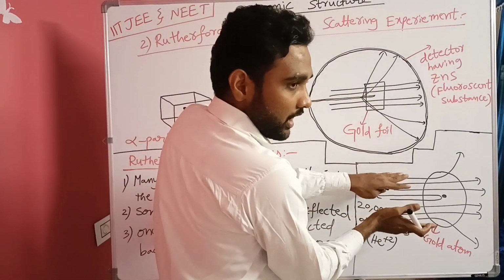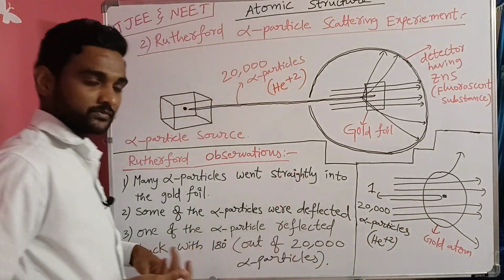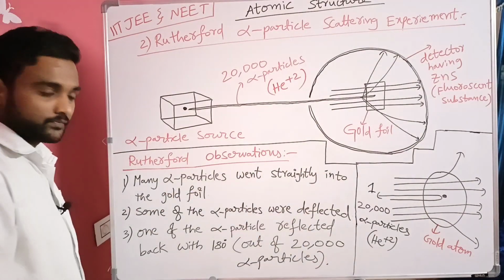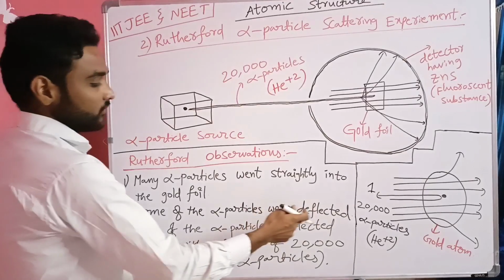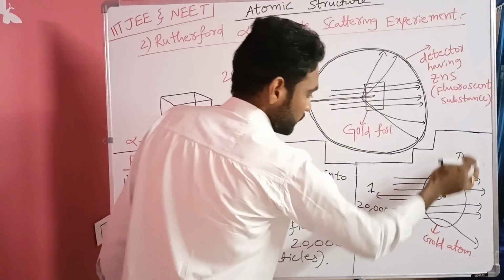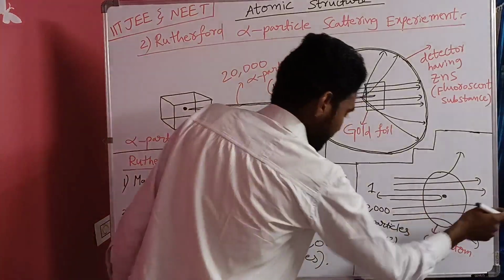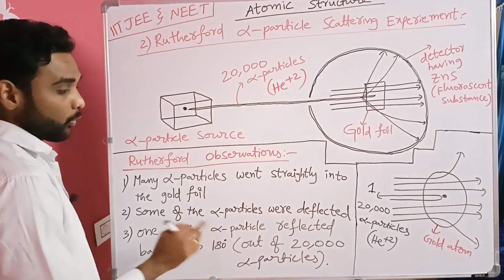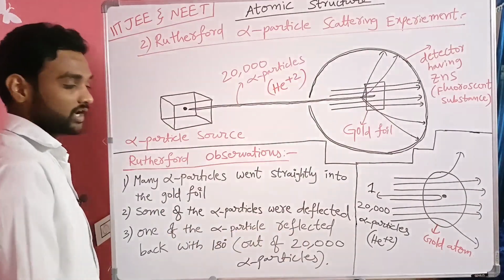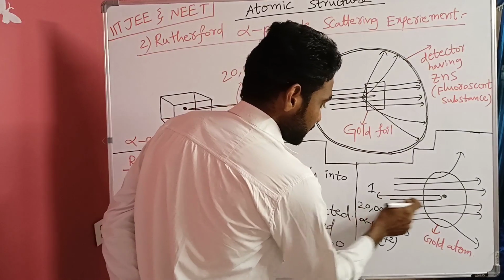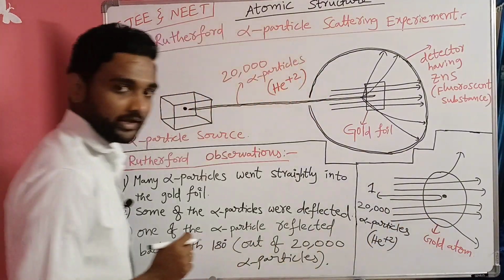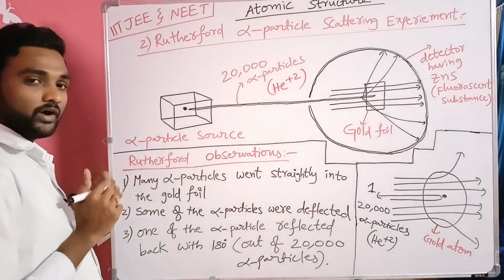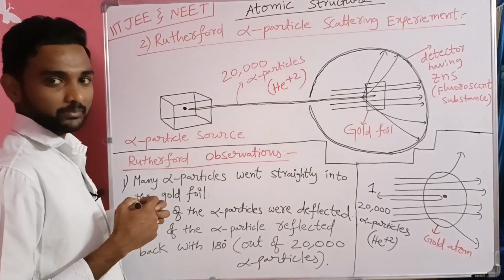So these three observations Rutherford observed. Many alpha particles went straight through the gold foil. Some of the alpha particles were deflected like this. And one alpha particle reflected back at 180 degrees out of 20,000 alpha particles. These are the observations of Rutherford during the alpha particle scattering experiment.